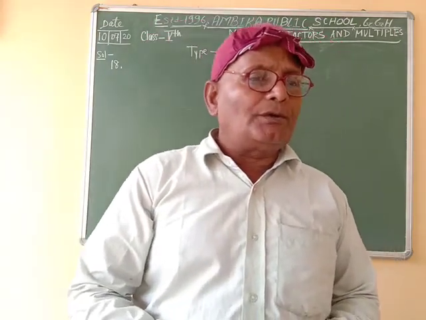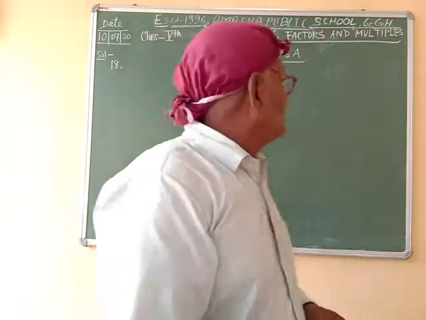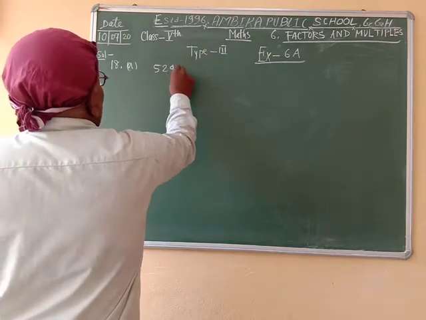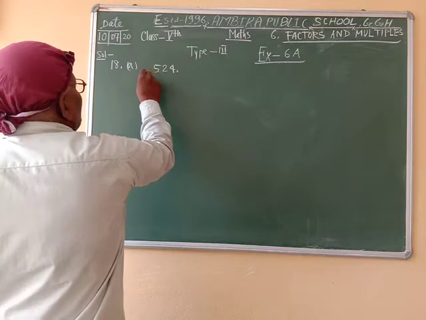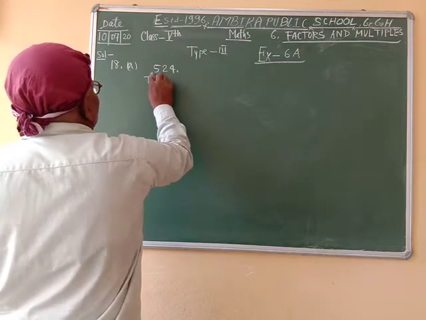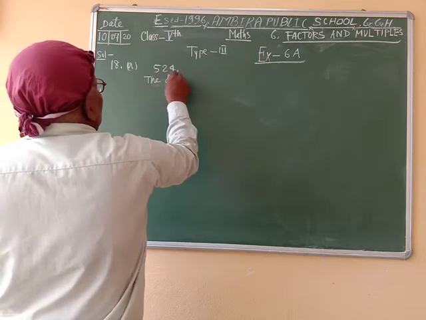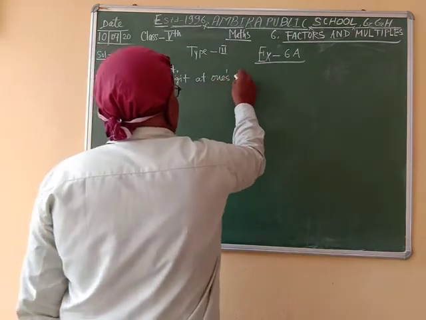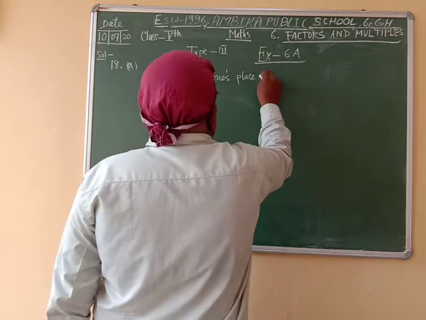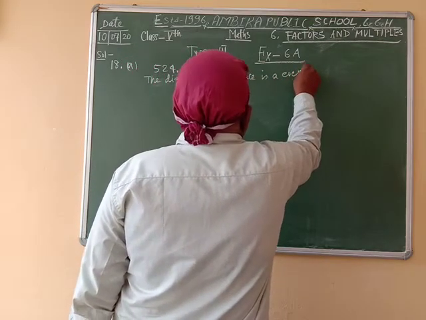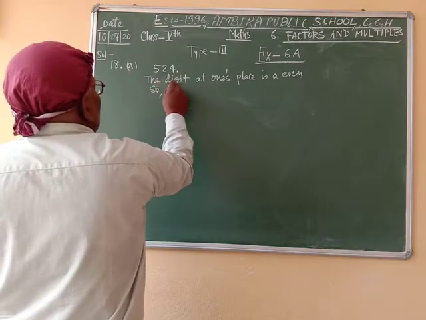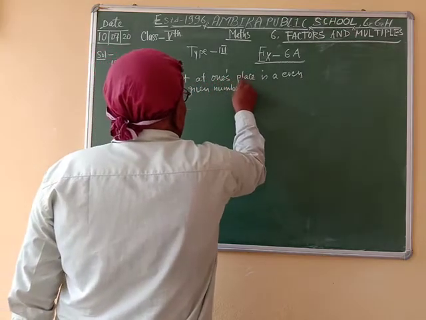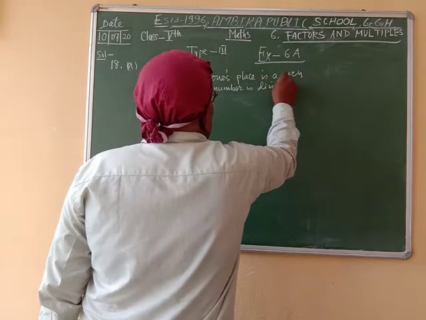So using this rule, in A, 5 to 4, here the digit at one's place is even. So the given number is divisible by 2.